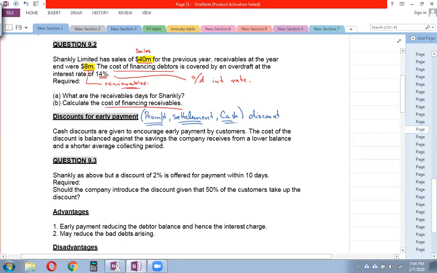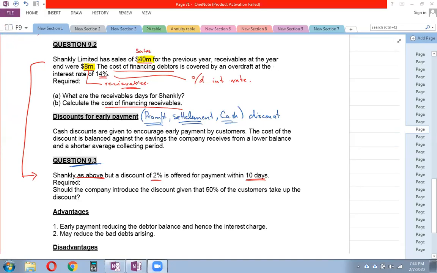Now, 9.3 says Shankly as above, so all the figures are as above, but a 2% discount is offered for payment within 10 days. Remember, currently our customers are paying within 73 days, but if they pay in 10 days, they are going to get 2% discount, right? But remember something, we have not sold it to the customers yet. We will sell it to the customer. We are planning for it.